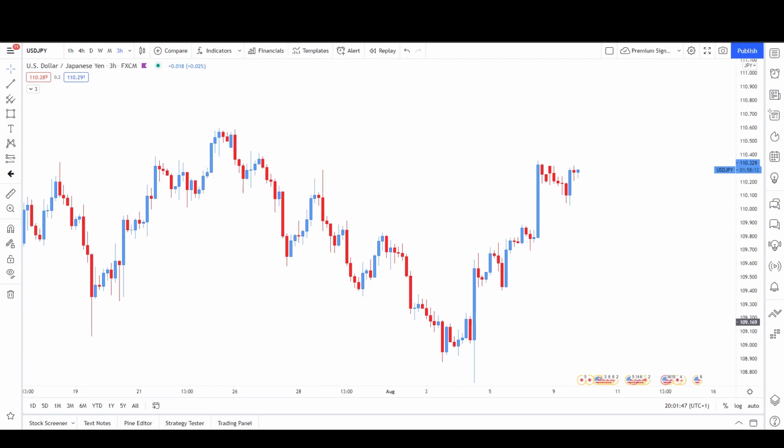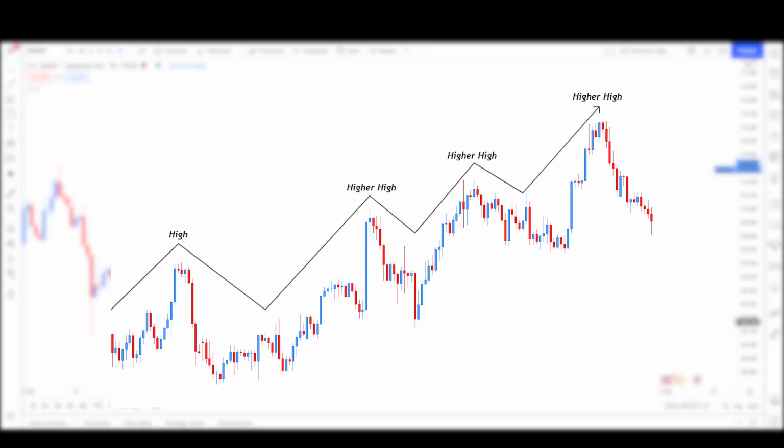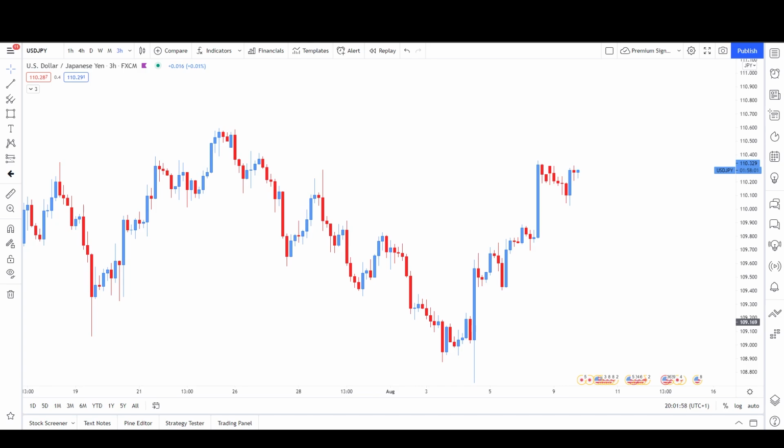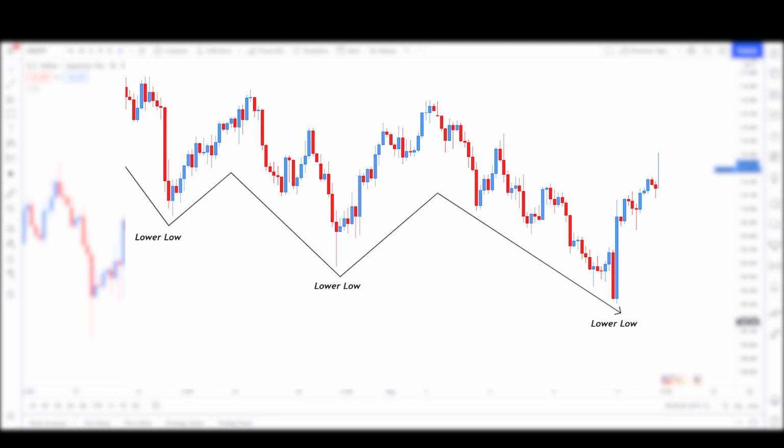For example, if the general price direction is upward and there is a series of higher lows and higher highs, we may conclude that the market is trending towards the upside. On the other hand, if the overall price direction is downward and there is a series of lower lows and lower highs, we may reasonably assume that the market is moving towards the downside.